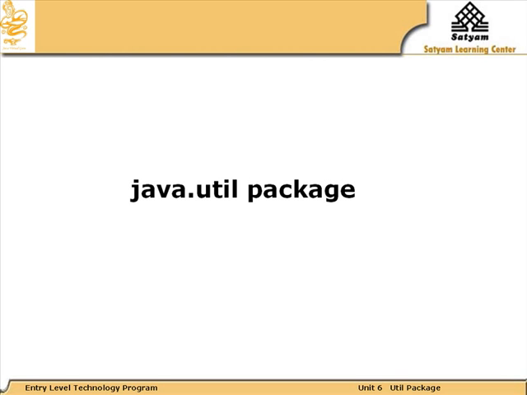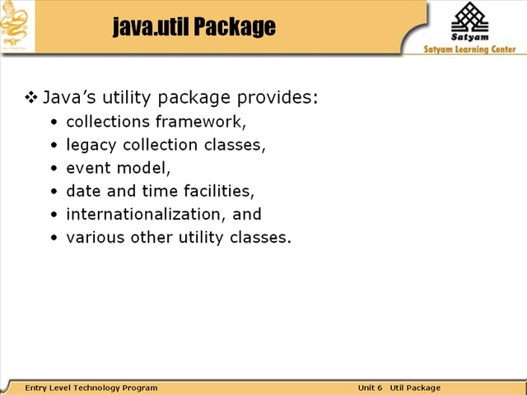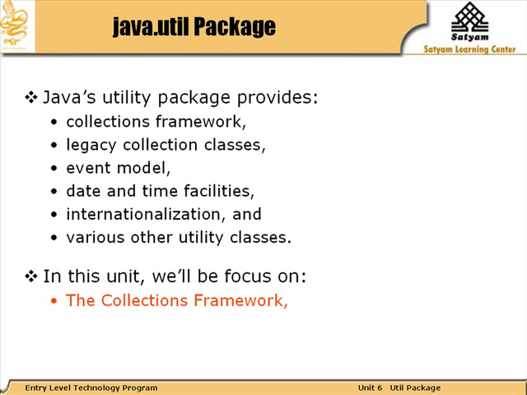Let's begin with Java utility package. The Java utility package contains a variety of utility classes, including collection framework, legacy collection classes, event model, datetime, internationalization, and various other utility classes such as string utility, zip and jar utility, and so on. In this unit, I would majorly focus on collection framework, string tokenizer, and date and time.